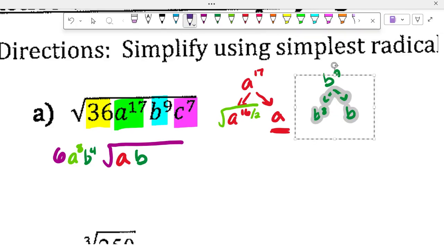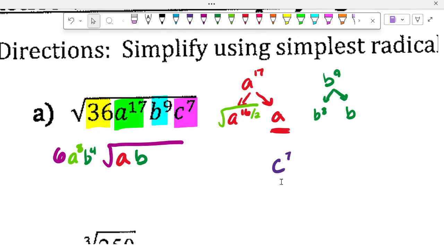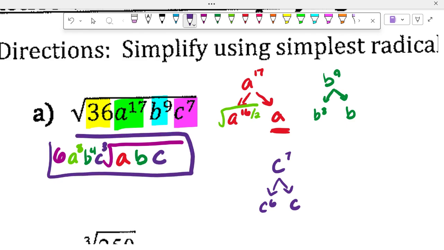And then lastly, c to the 7th. How do I break it apart? C to the 6th and c. So the c goes back under. What's the square root of c to the 6th? C cubed. And then that's your answer.